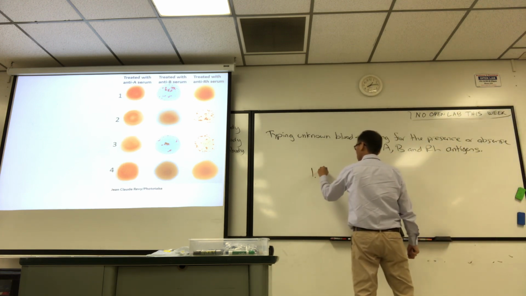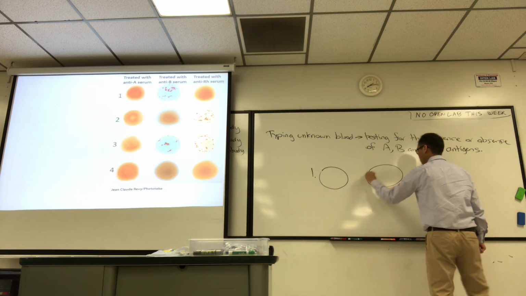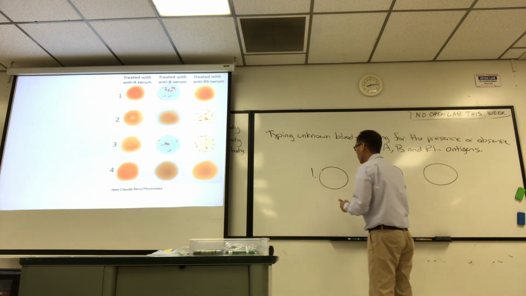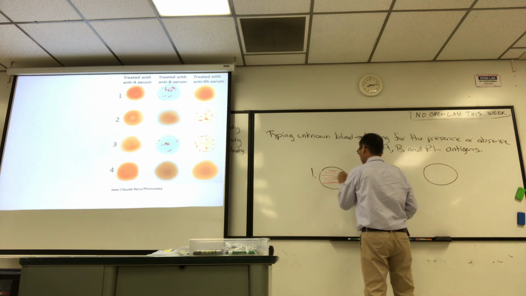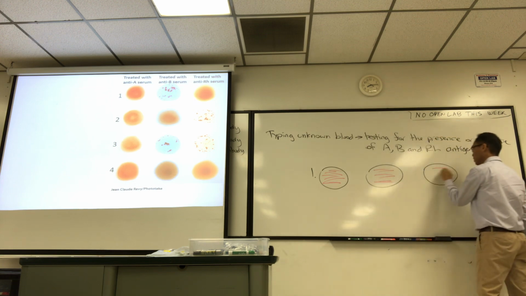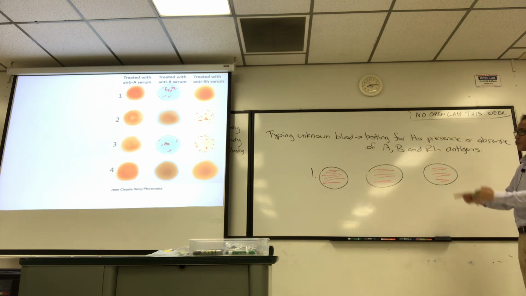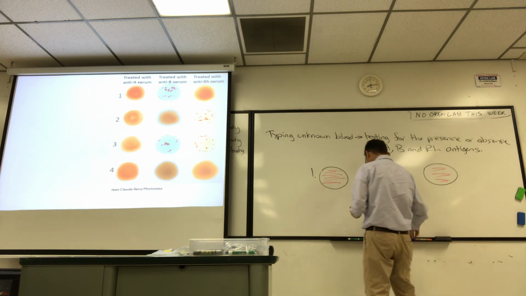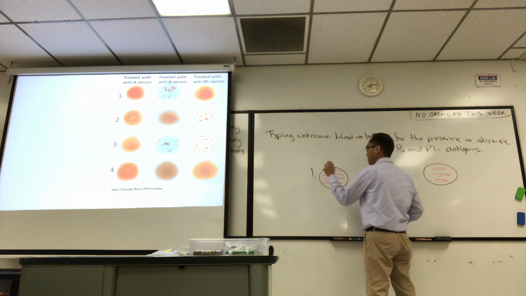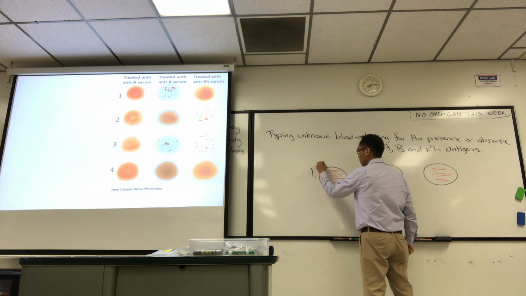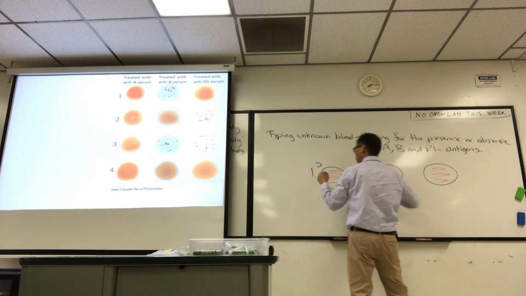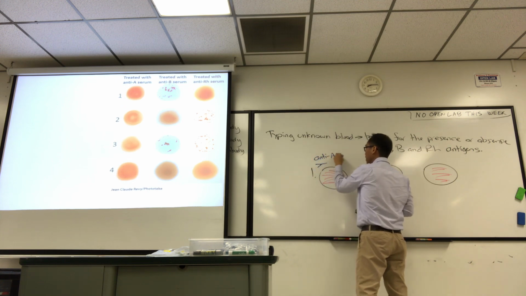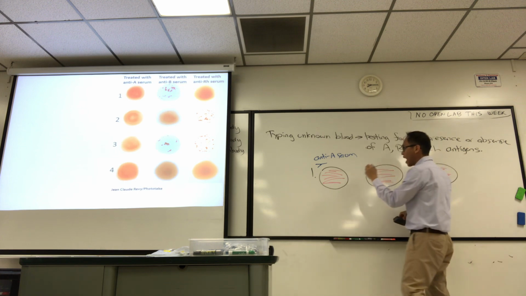You've got your three test wells. I'm drawing test wells, and you put the blood in it. It's hard to draw. You've got the unknown blood in all three. Then you add the antibody against whatever. So for example, if you add the anti-A serum, you add that to the well, right?